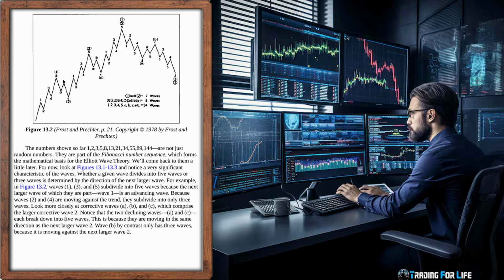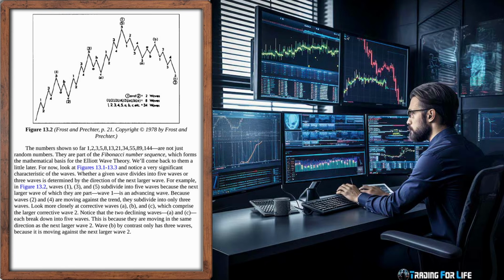For now, look at figures 13.1-13.3 and notice a very significant characteristic of the waves. Whether a given wave divides into 5 waves or 3 waves is determined by the direction of the next larger wave. For example, in figure 13.2, waves 1, 3, and 5 subdivide into 5 waves because the next larger wave of which they are part, wave 1, is an advancing wave. Because waves 2 and 4 are moving against the trend, they subdivide into only 3 waves.